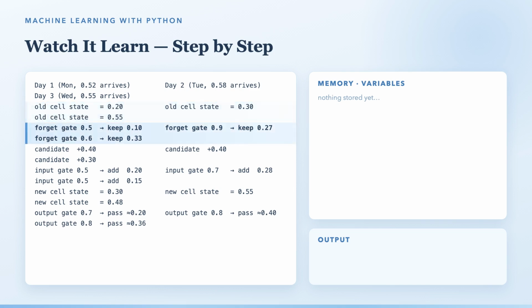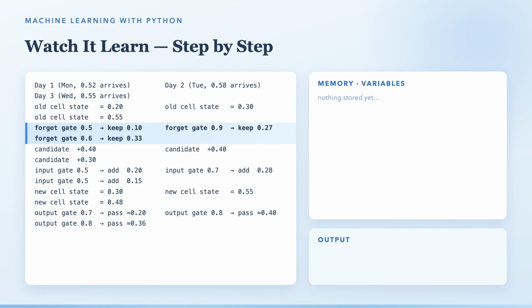Tuesday arrives. A stronger rise. This time the forget door barely opens. 0.9. Because the recent memory is worth keeping. 0.27 stays. The input door welcomes more of today. Plus 0.28. New cell state. 0.55. Feel that? The memory grew.